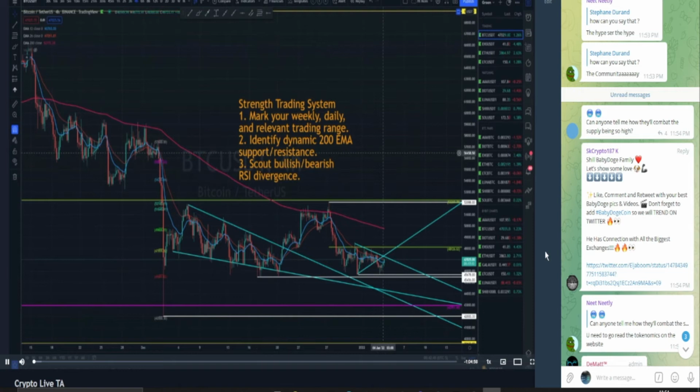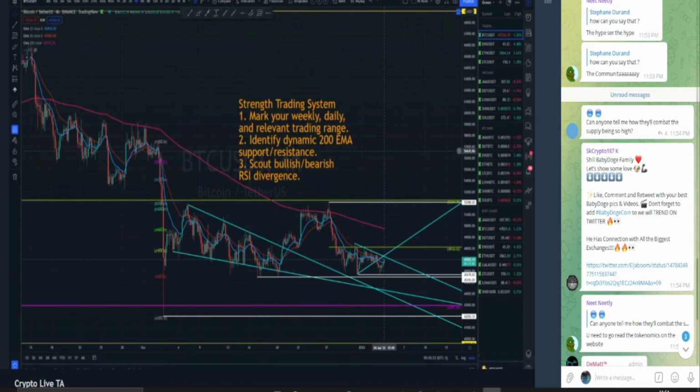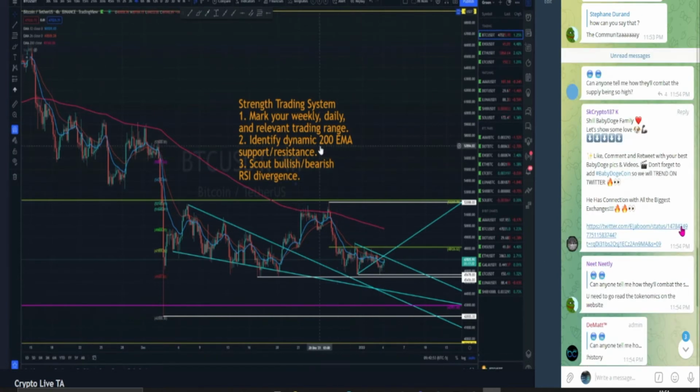We want to mark our weekly, daily, and relevant trading range. We want to identify dynamic 200 EMA support / resistance, and we want to scout bullish and bearish divergences on the RSI index at these dynamic support / resistance levels. So let's go ahead and take a look.